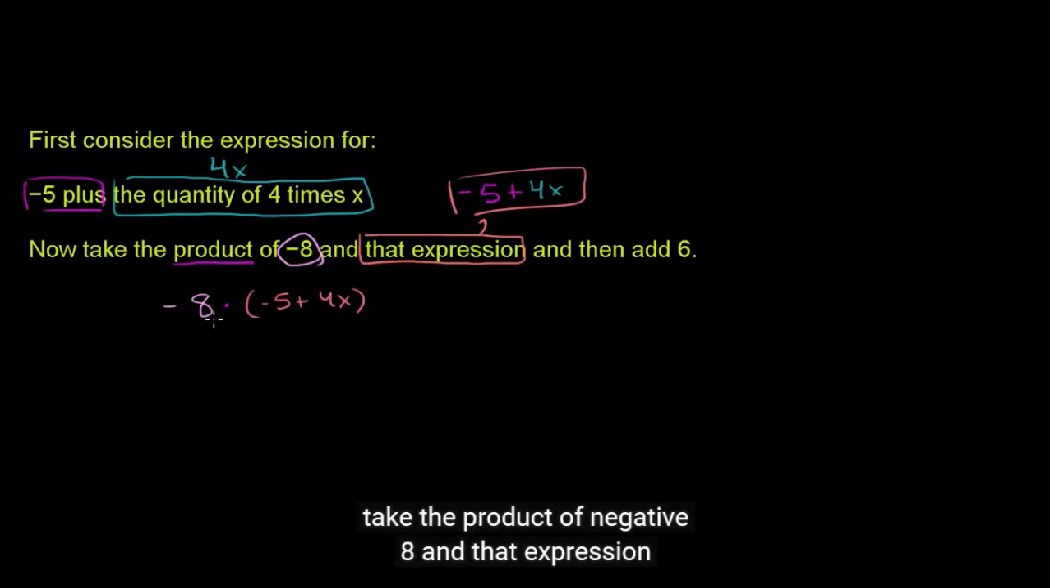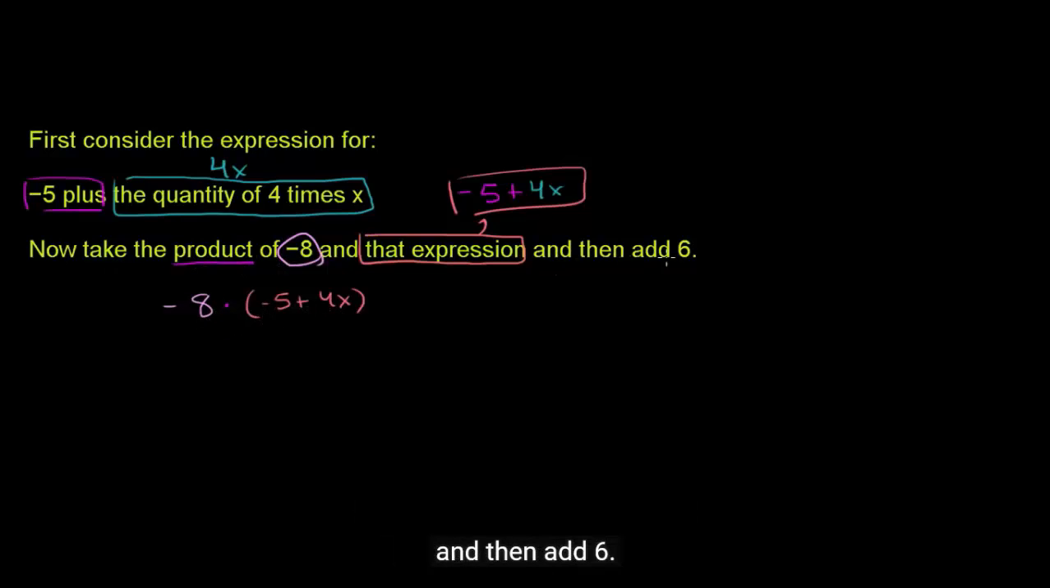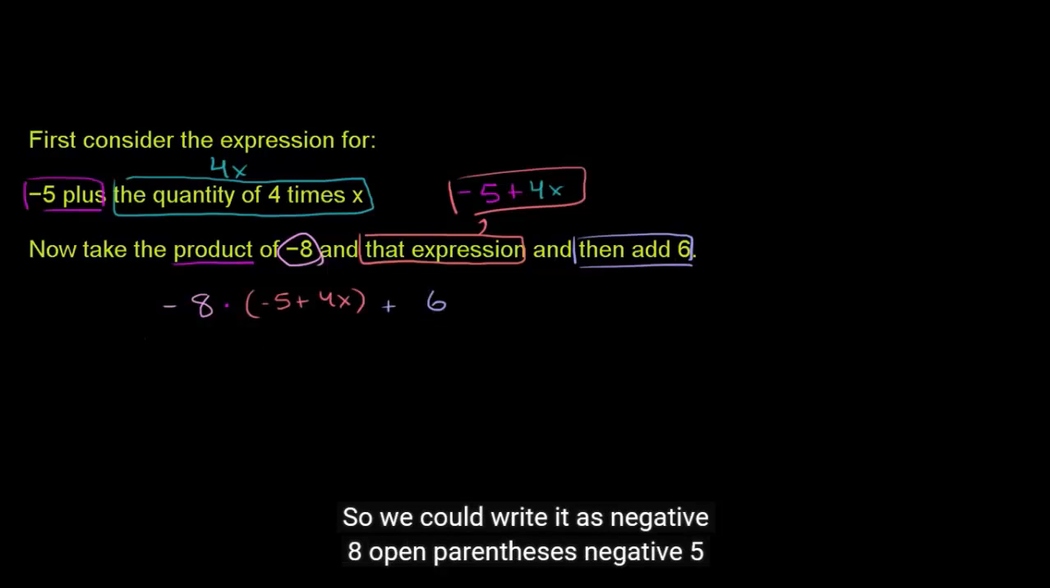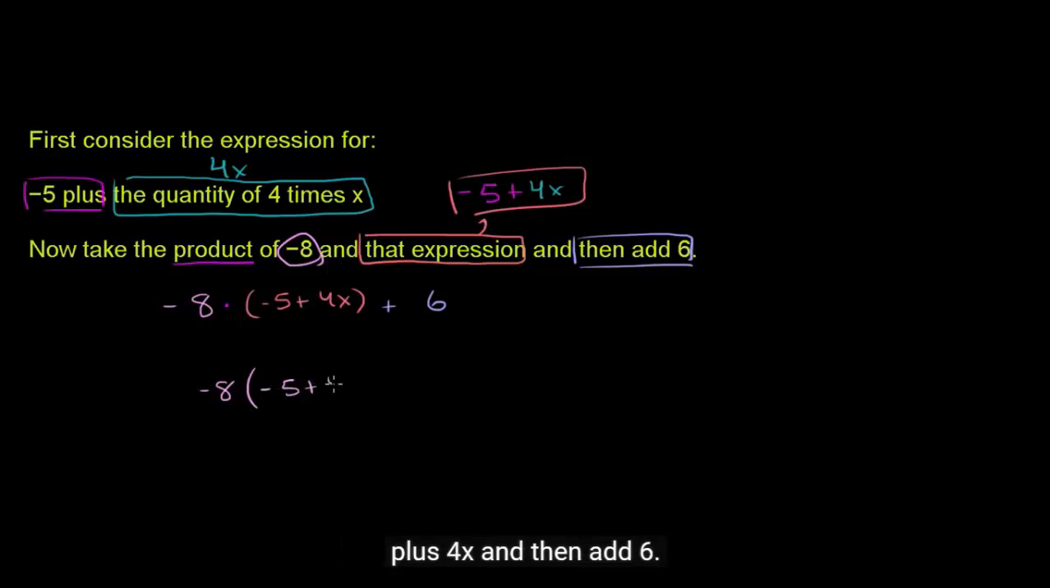Take the product of negative 8 and that expression, and then add 6. So that would be adding 6 right over here. So we could write it as negative 8, open parentheses, negative 5 plus 4x, and then add 6.